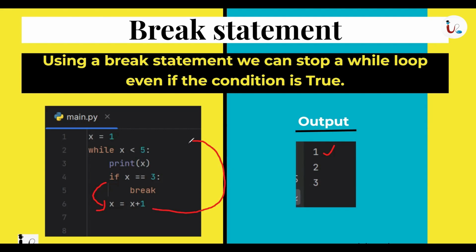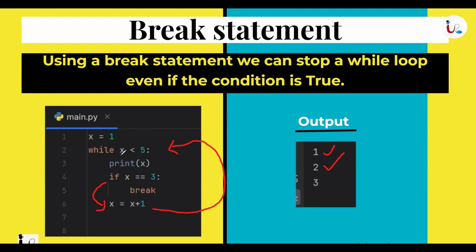Now the computer is again going up to check the condition again. While 2 less than 5, that's true. So I'm printing x, which means we are printing 2. After that, I'm again checking if x equal to 3. 2 equal to 3, that's wrong. So we are going down. We are increasing the value of x again. x becomes 3 now.